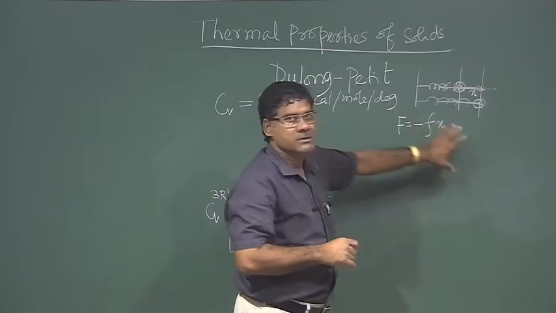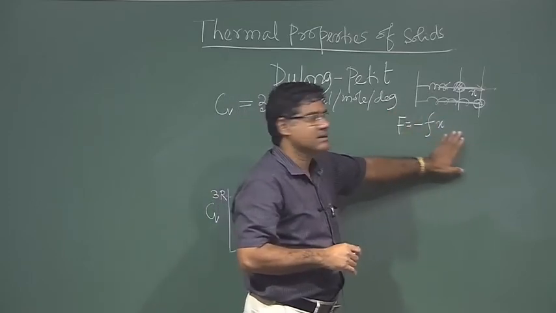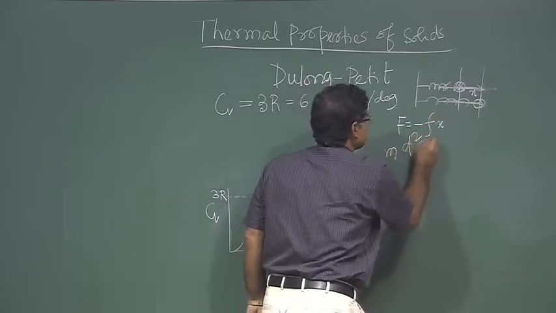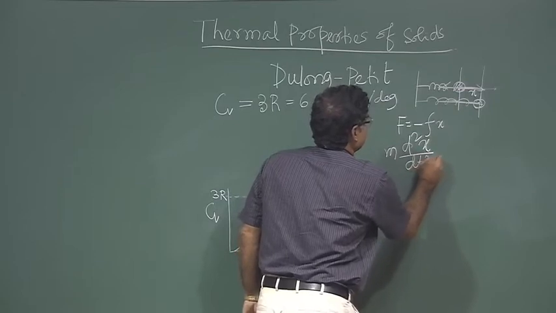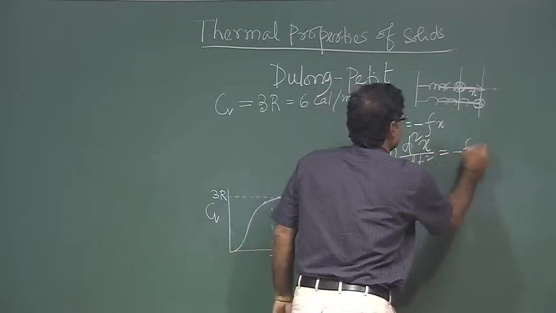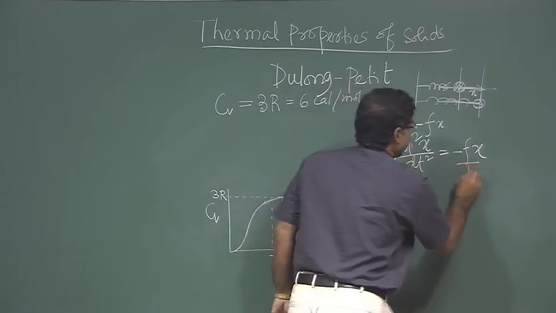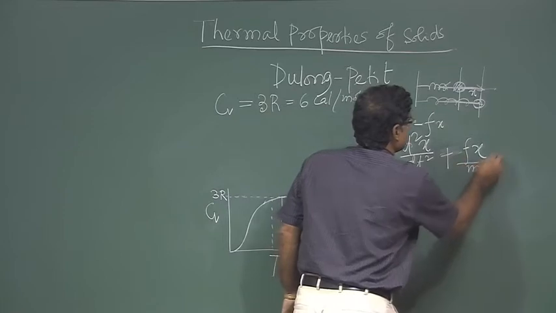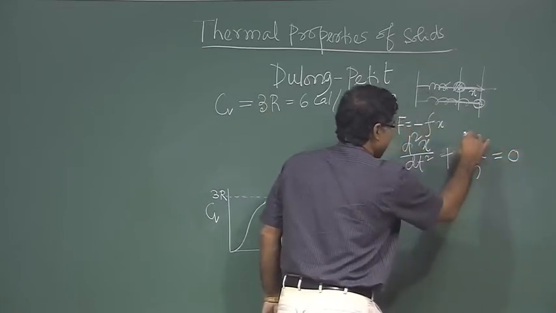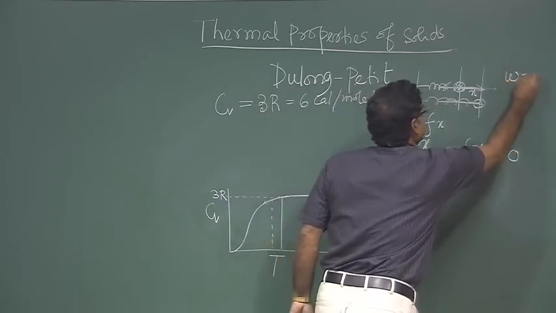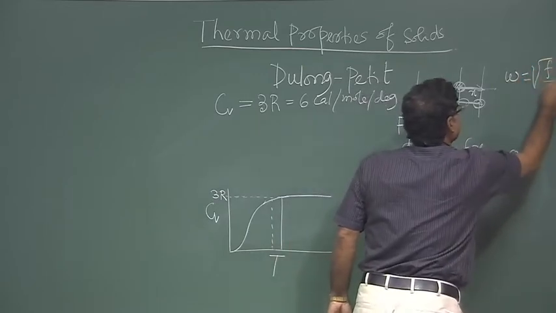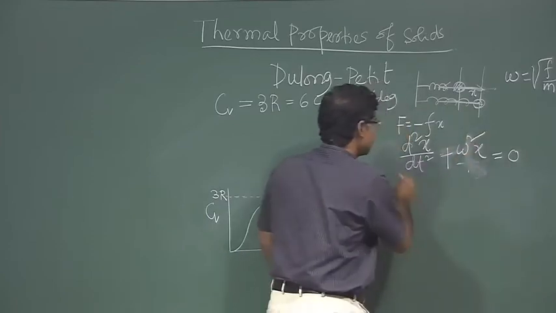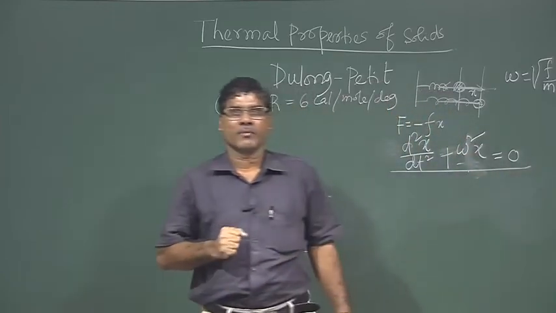Newton's second law, F equal to this. If the mass is m, then m d2x by dt square will be minus F x. So, F by m I can take to the other side, and this will be equal to 0. Now, if I define omega equal to square root of F by m, I can put this as omega square. So, this is the equation of simple harmonic motion.